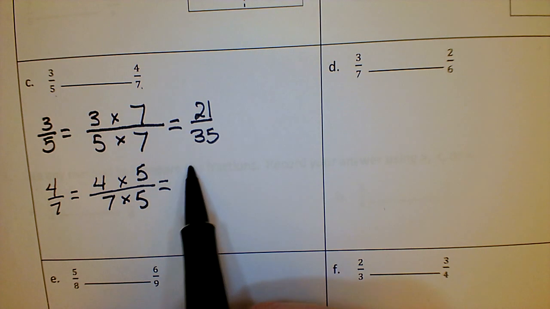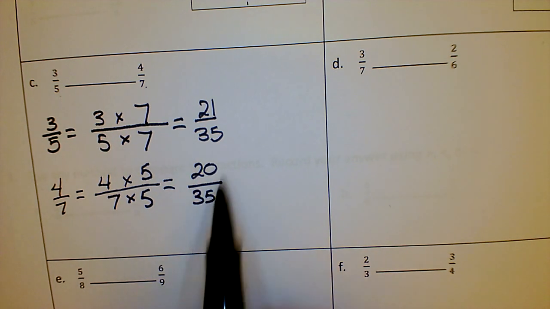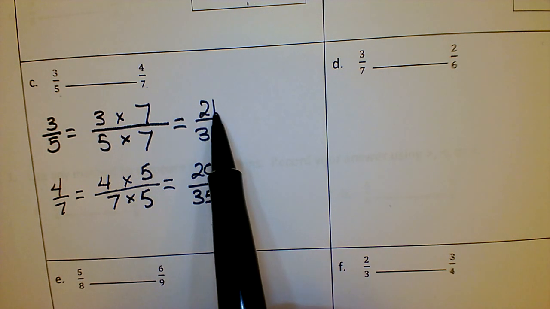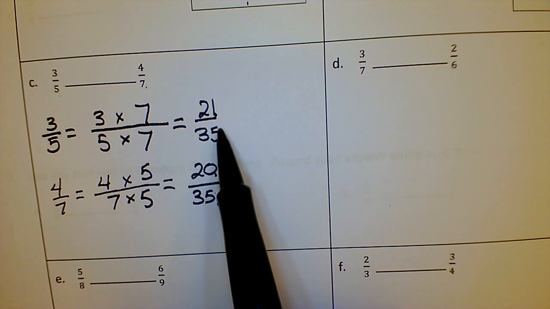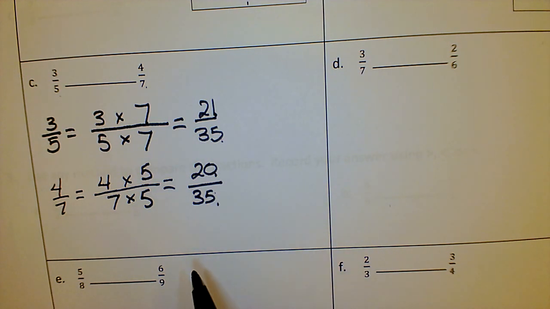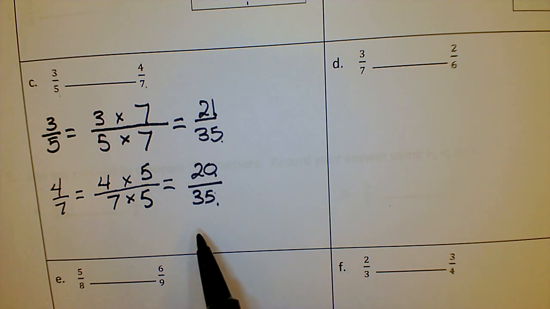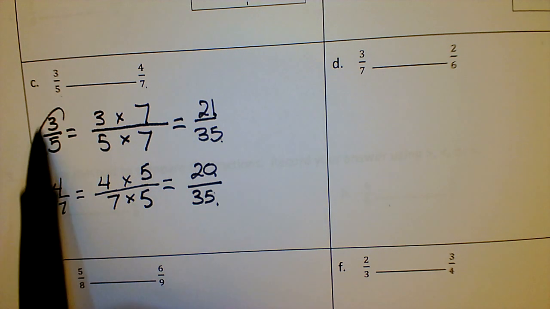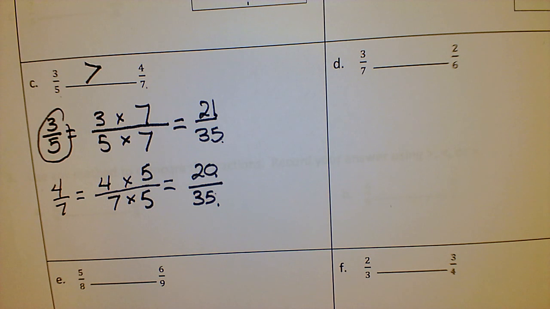Okay, so 4 times 5 is 20, and 7 times 5 is 35. So now you can see I have 35ths for both of these, but now it's super easy to see that 21 is larger than 20. So here the sizes of the pieces are the same. They're both 35ths. Remember, this is just a label for the size of the pieces, but this is the number of pieces. So if my pieces are the same size, having more of them will definitely be more. So 3/5 is going to be larger than 4/7. And that's what we wrote.